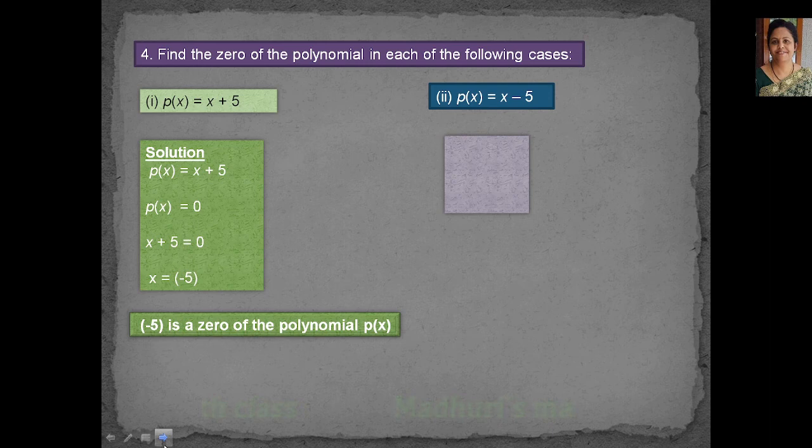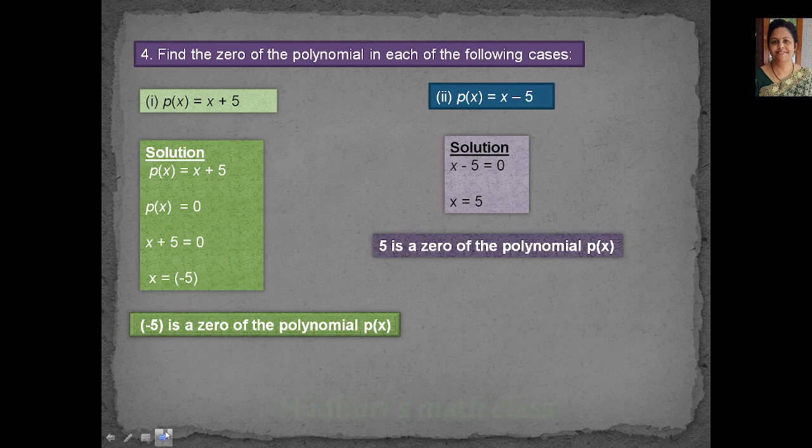Next one, Px is x minus 5. So when Px is equal to 0, x minus 5 is 0. When x minus 5 is 0 means what is x? Negative 5 will go to that side and it will become positive 5. So x is equal to 5. So 5 is a 0 of the polynomial Px.